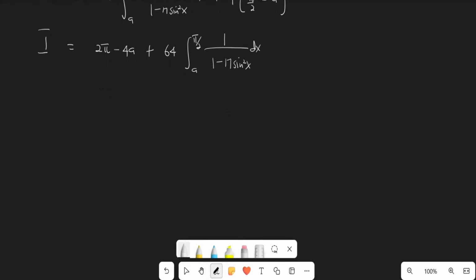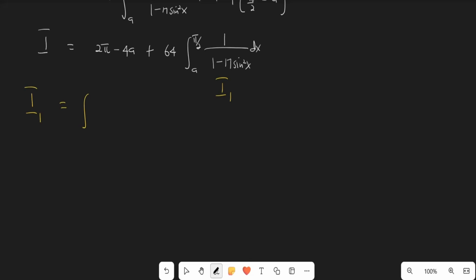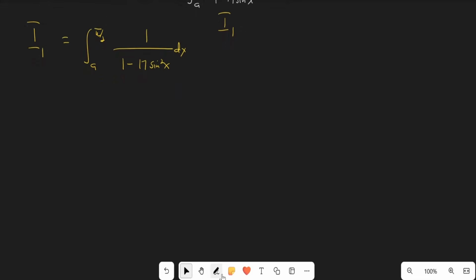Now I am going to solve this integral. I'm going to call this one integral I1 and solve it in a different color. I1 is the integral from a to pi over 2 of 1 all over 1 minus 17 times sine square of x and then dx. Right, so I'm going to do a substitution here. I am going to let y be equal to the tangent of x. So that means that x is equal to the tan inverse of y, and then dx is going to be 1 all over 1 plus y squared dy.